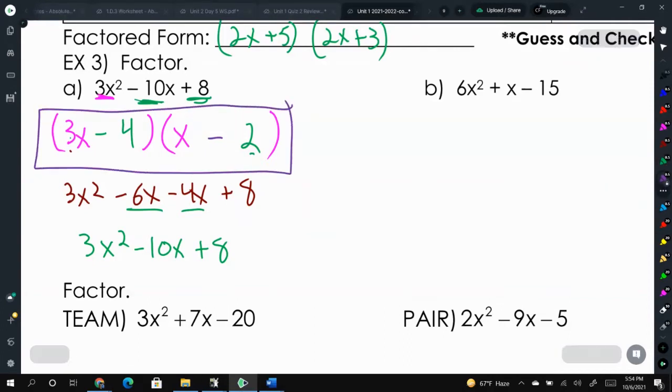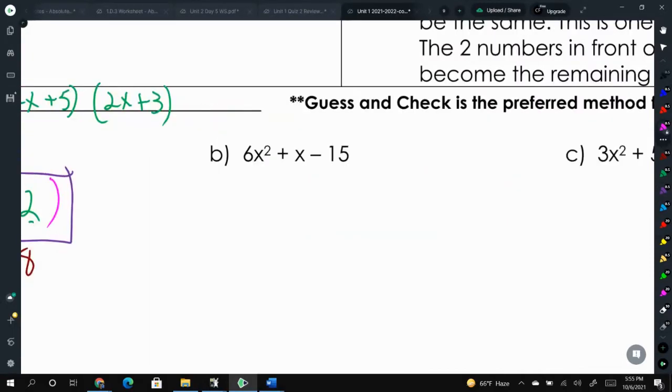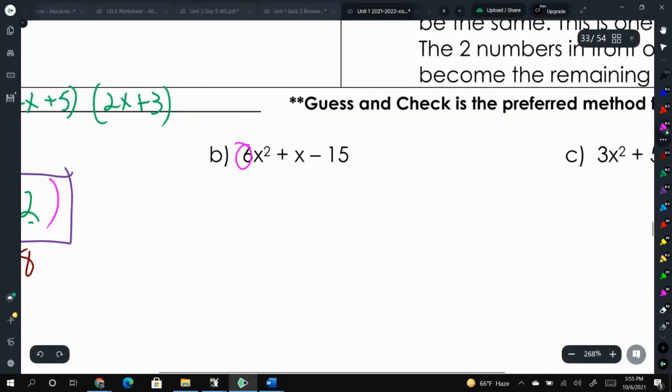I am personally not as big of a fan of guess and check because I just don't like the idea of saying, oh, just guess and hope for the best. I want to be able to explain, this is what you can do to always get the answer. In letter B, I would not do this one by guess and check. I would use grouping instead because 6 has a lot of factors. It has 4 factors. Negative 15 has 4 factors. So there are a lot more potentially wrong answers to guess and check.